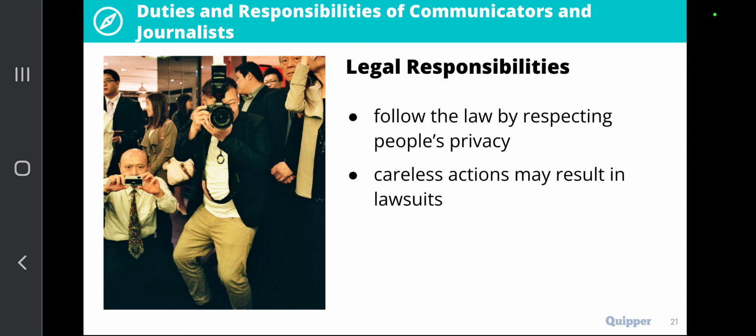tabloids nimo, articles nimo. But then again, the question there is, if these actions are still anchored or backboned by integrity. So that's the legal responsibilities that we need to take note as communicators and journalists. Kung wala na, pwede jud ka makasuhan, labi na pag you are very vocal in mainstream media.